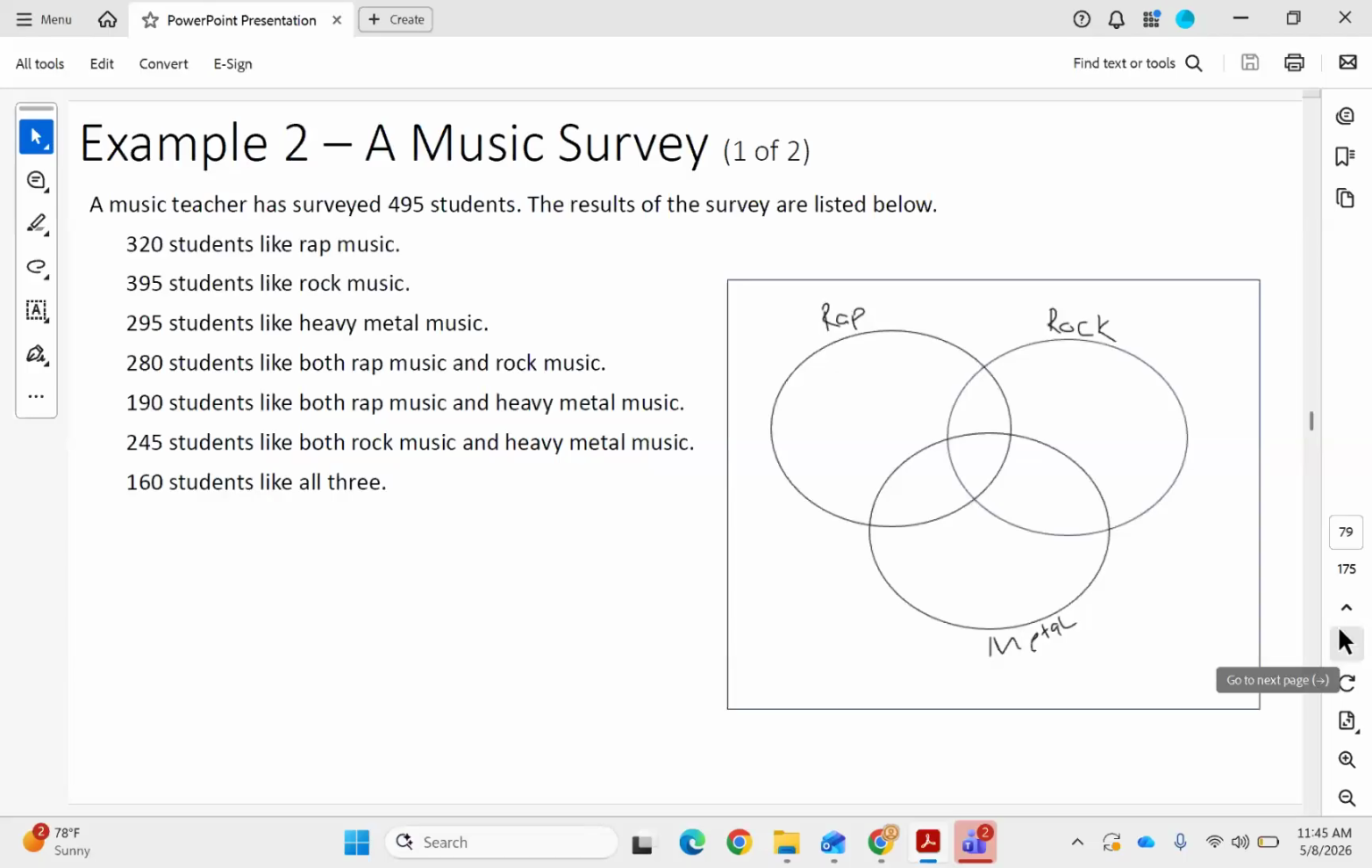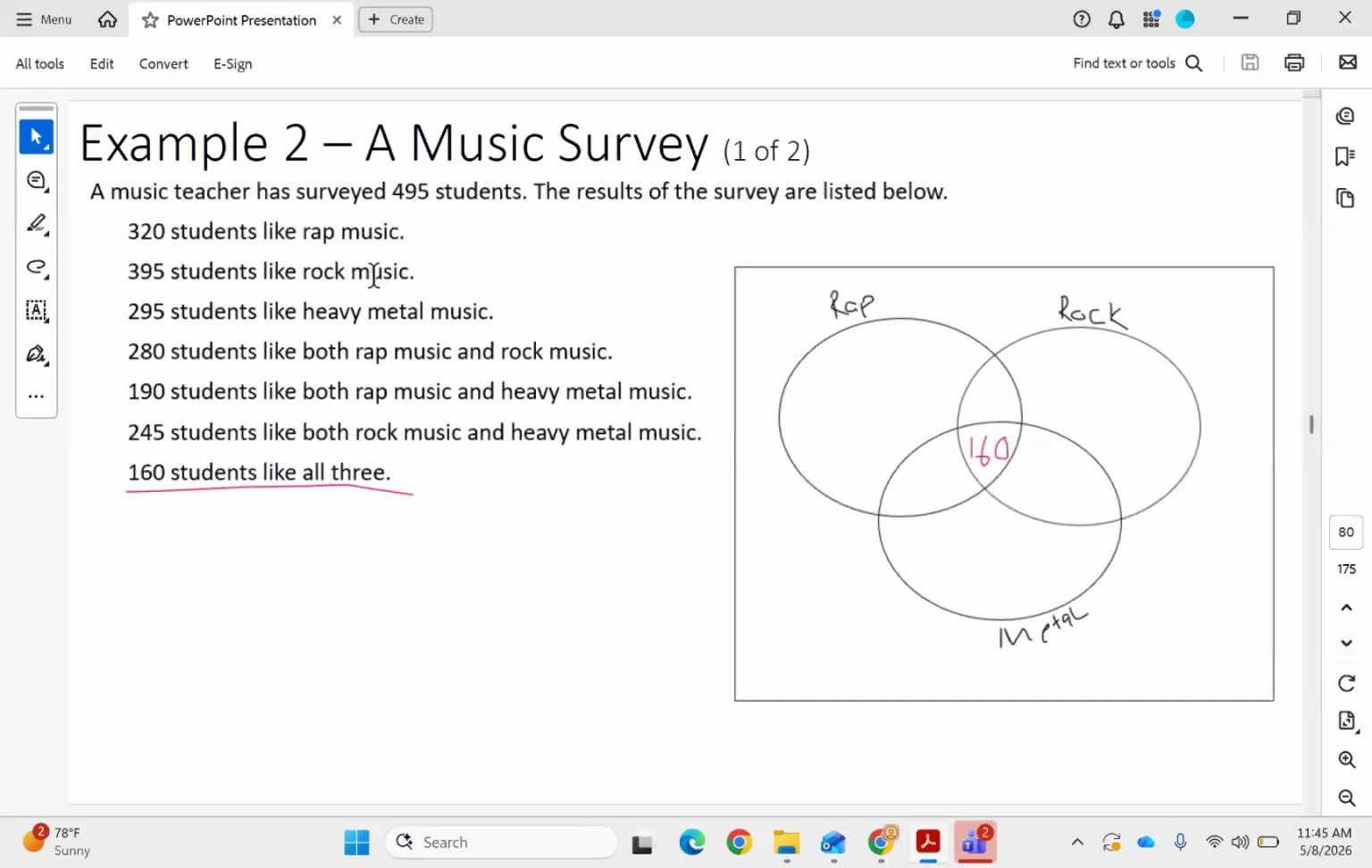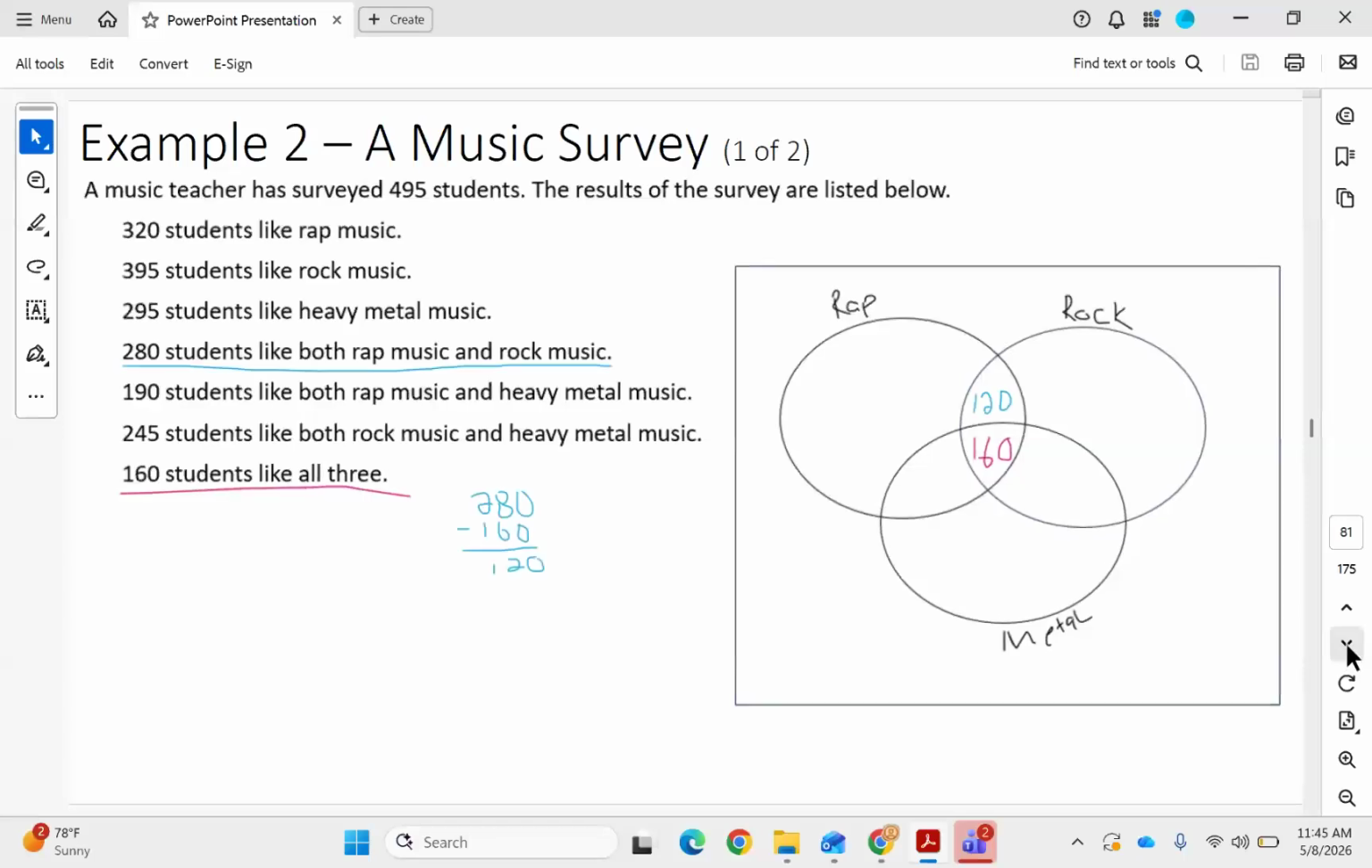To solve this question, we create our Venn diagram. Each circle is going to have one of those types of music: rap, rock, and heavy metal. You start at the bottom. How many like all three, which is 160? That's how many people you have in this overlap. And then the next would be how many like both rap and rock.